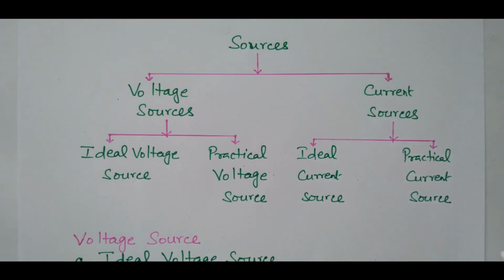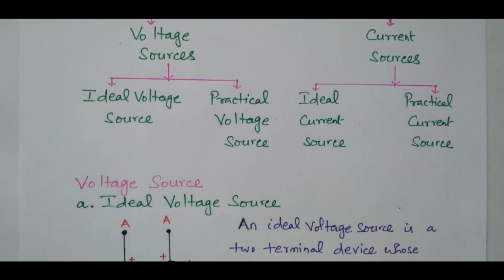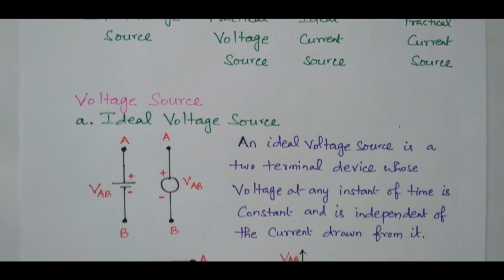Right? For the source, we have two types, voltage source and current source. In both voltage and current source we have ideal as well as practical. We will see this one by one. First we will go to the voltage source. In that, the ideal voltage source.